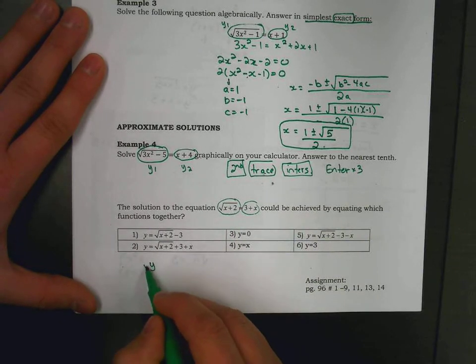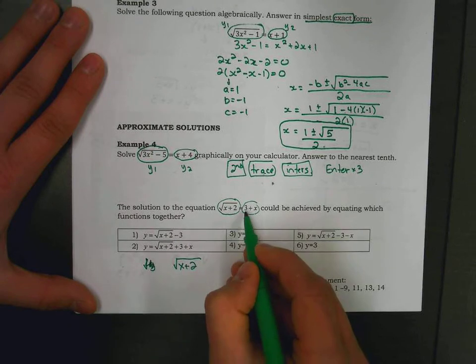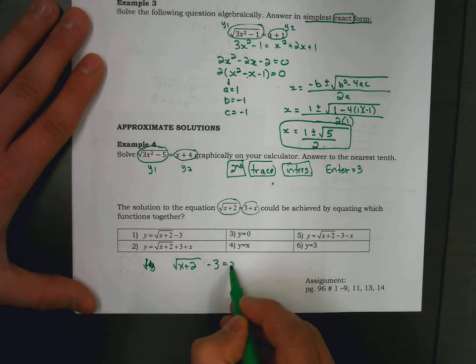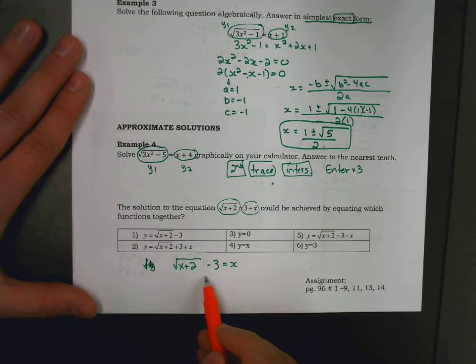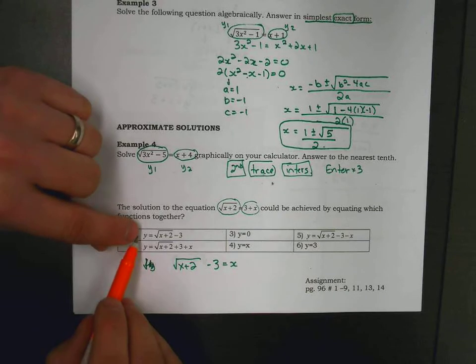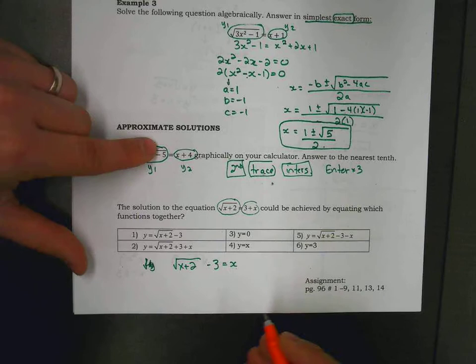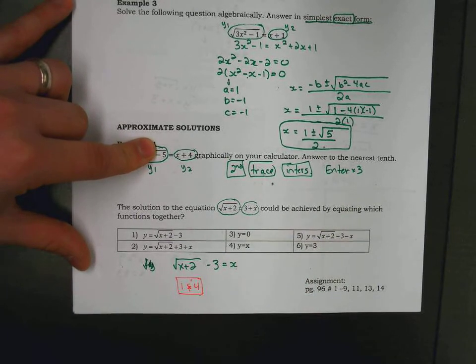I could say, let's take that square root of x plus 2, and let's actually subtract a 3 over to the left side. It would look like this. I could now say, when does the square root of x plus 2 minus 3, option 1, intersect with y equals x, which is option 4. So I could say 1 and 4 would produce the same result. Is there anything else we could rearrange to produce a solution?